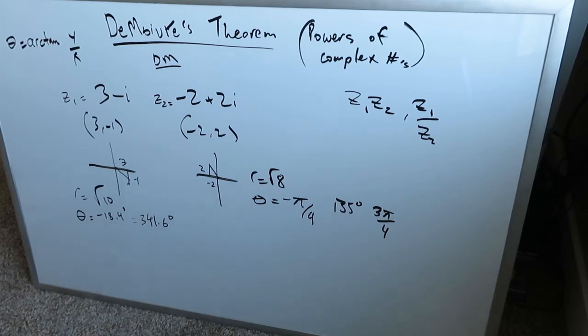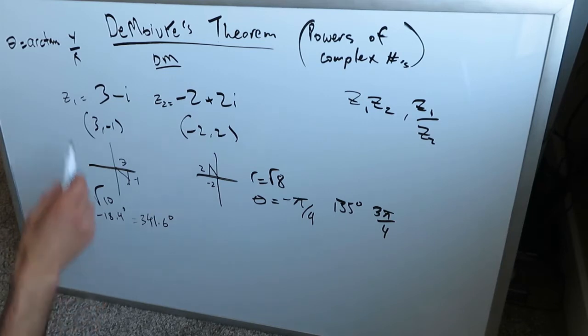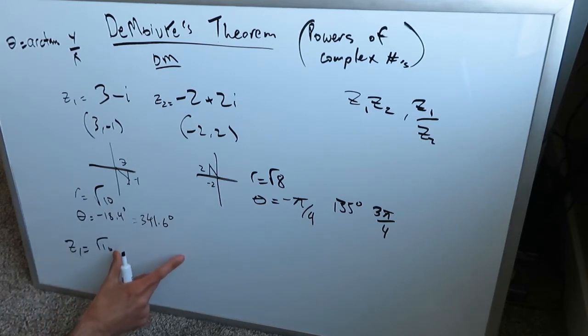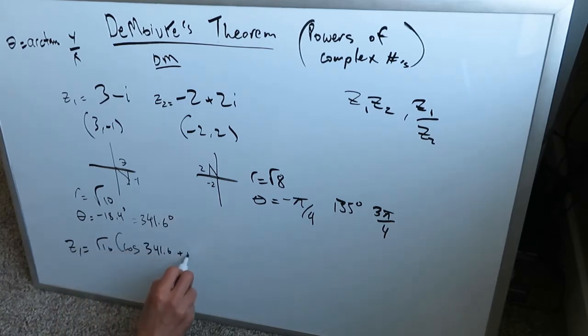The trigonometric form, the polar form are all synonymous. This first item over here, complex number in its trigonometric or polar form would be root 10. We can say z1 is equal to r times the trigonometric aspects of it, root 10 times cosine 341.6 plus i sine 341.6. These are the polar or trigonometric forms.